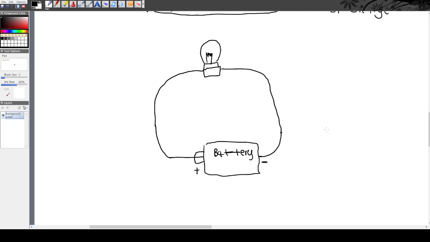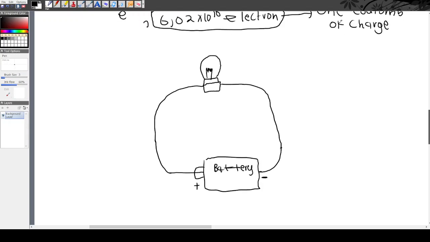Listen now to what happens. Inside the copper wire, meaning in this conductor, there are free moving electrons. There are electrons here, and also this side, there are electrons.